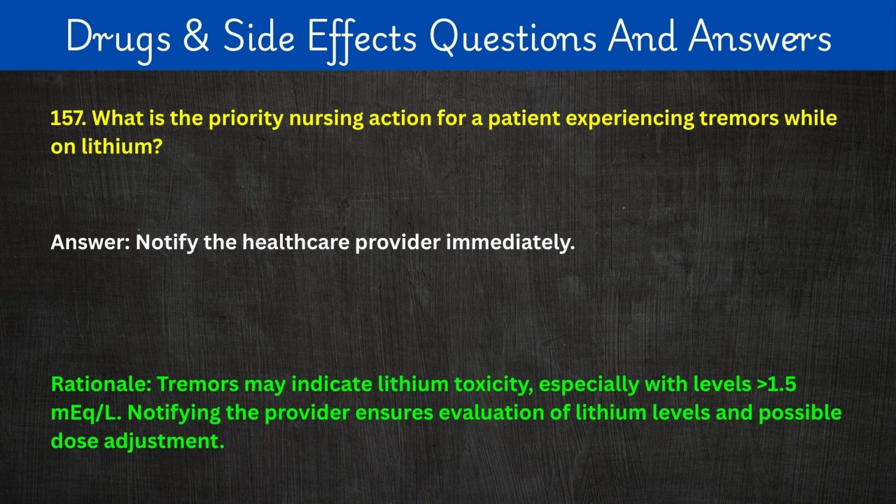157. What is the priority nursing action for a patient experiencing tremors while on lithium? Answer: notify the healthcare provider immediately. Rationale: tremors may indicate lithium toxicity, especially with serum lithium levels greater than 1.5 milliequivalents per liter. Notifying the healthcare provider ensures evaluation of lithium levels and possible dose adjustment.